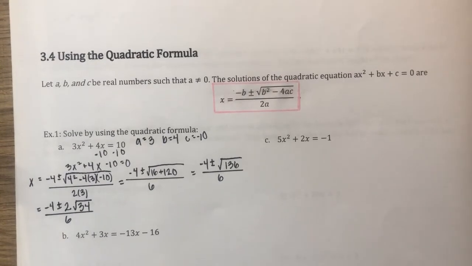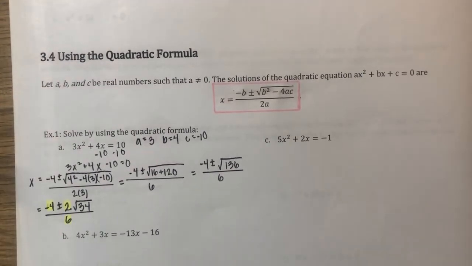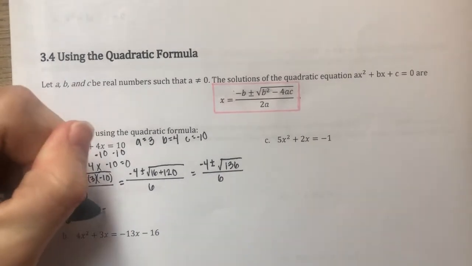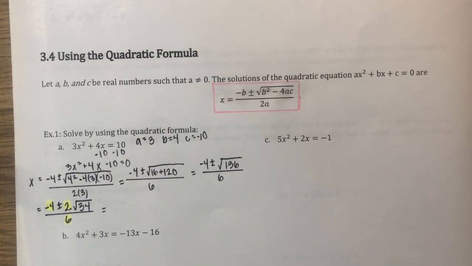So basically, because this negative 4, this 2, and this 6 are all divisible by 2, I can divide a 2 out. If I divide a 2 out, it's essentially reducing the fraction. If you don't divide the 2 out, it's not fully simplified. That would be like giving an answer of 2/4 instead of 1/2.